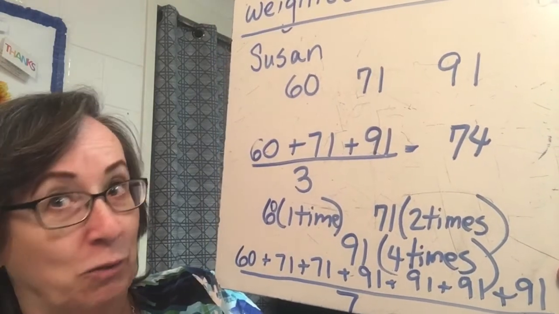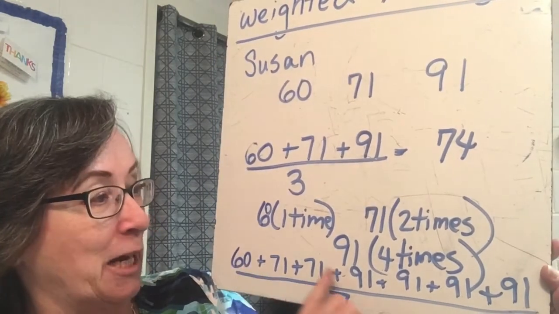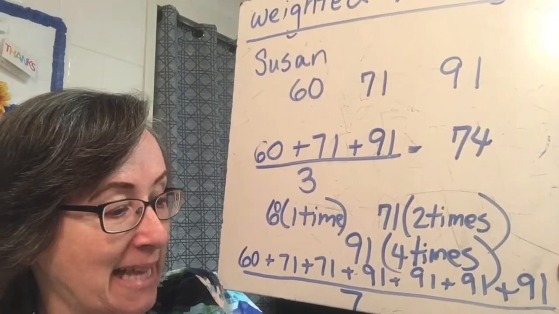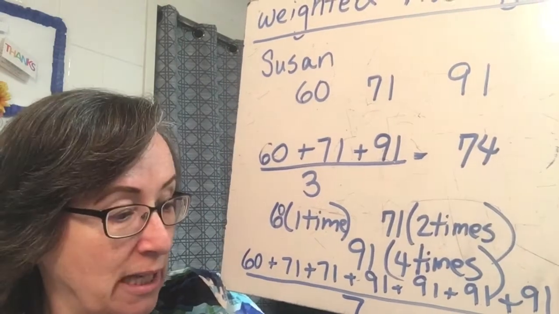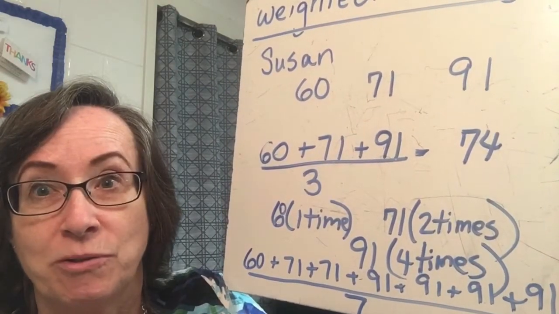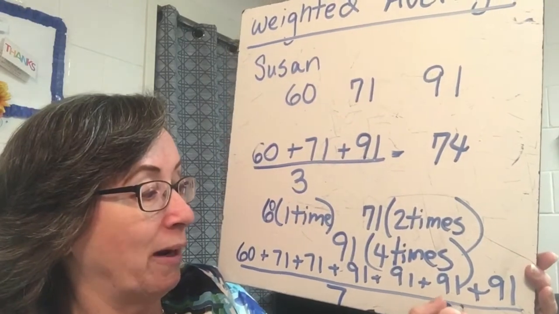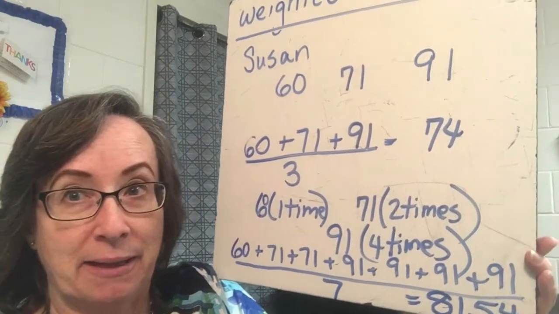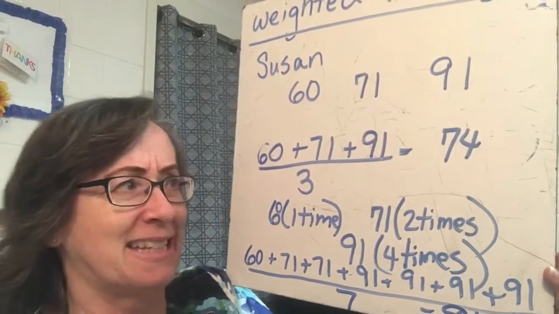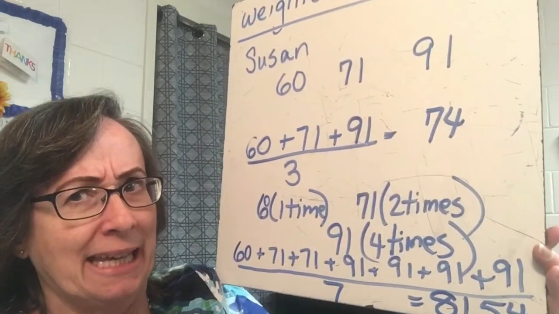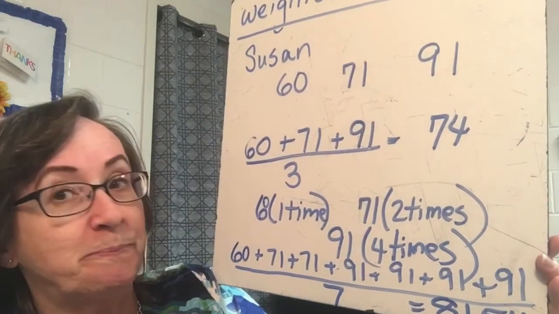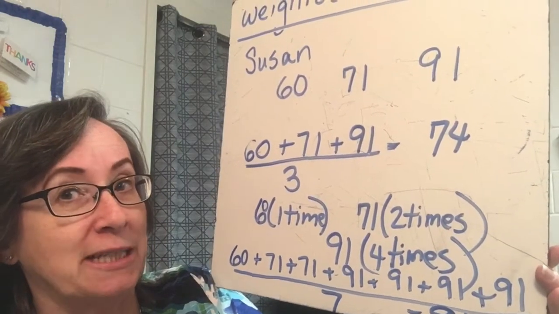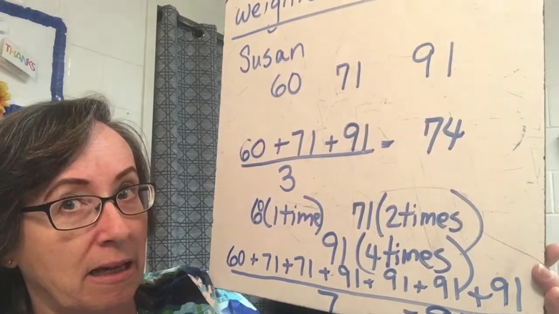And when she did all of that and added up all of those numbers and divided by 7, then dear Susan got an 81.54. And an 81.54 is a B, and she was very happy to get a B instead of a 74, which was a lower C, right? So she was very happy that her teacher decided to weight the grades.